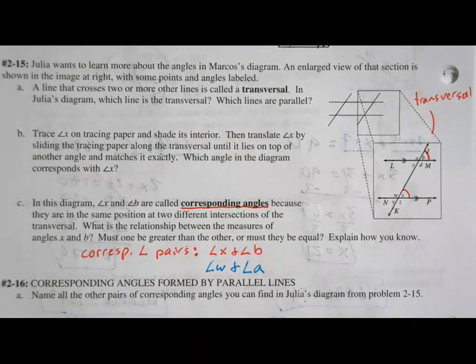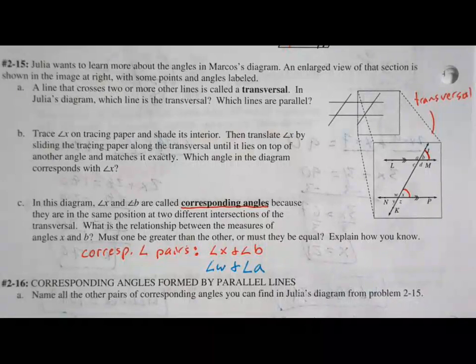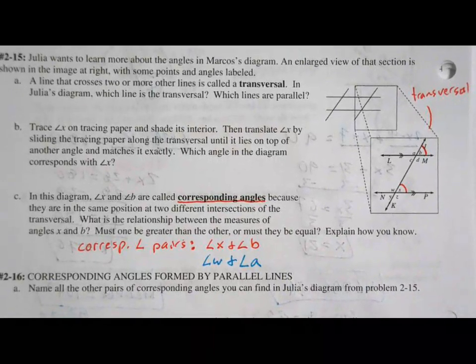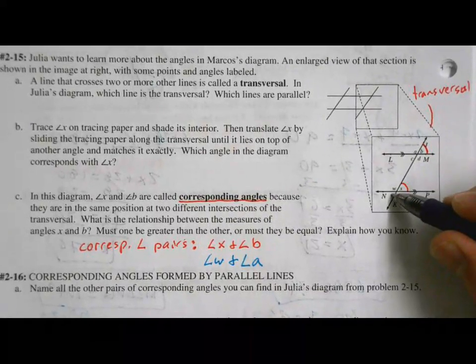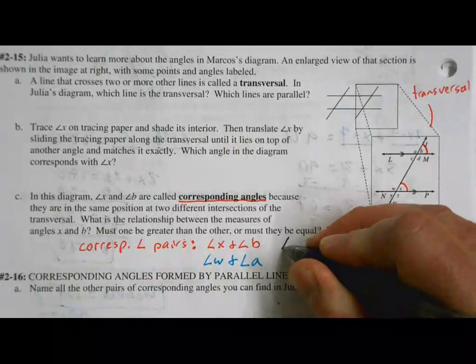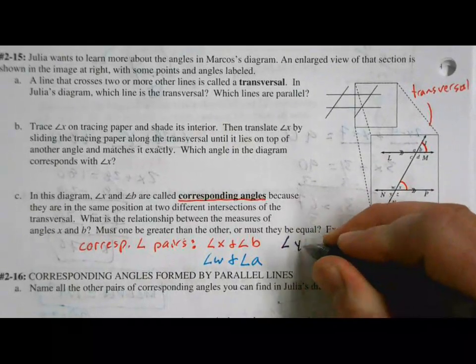Can somebody give me 1 other pair that I don't have on my sheet already? I got X and B, I got W and A. What else we got? Y and C. If I slid Y up from here to here, those would be corresponding angles. Angle Y and angle C.